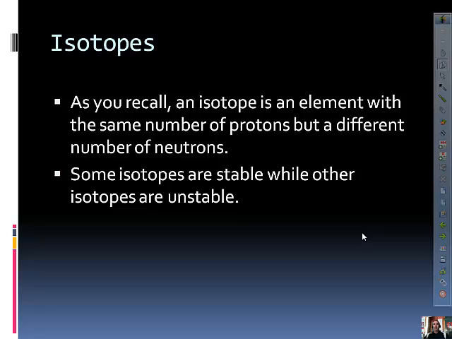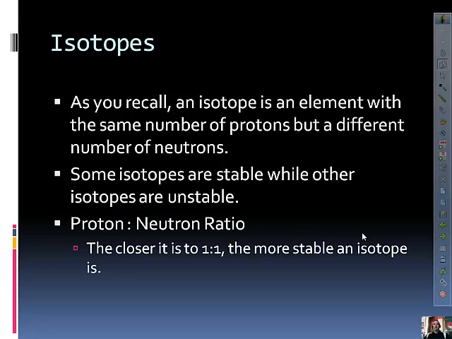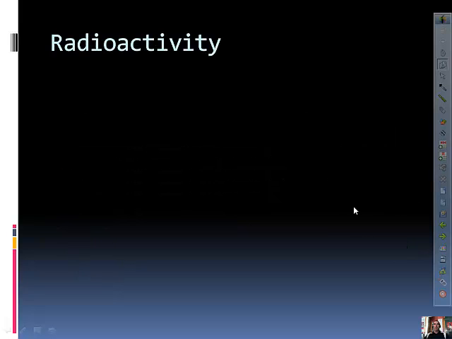Again, most of the isotopes listed on the periodic table are going to be stable, but it is going to be their other forms that are going to make them unstable. The proton to neutron ratio is going to be key in determining what is a stable isotope versus one that is unstable. The closer that proton to neutron ratio is to 1-to-1, the more stable that isotope becomes.